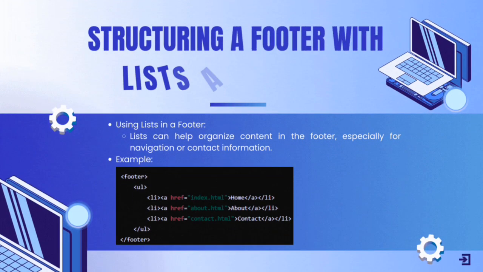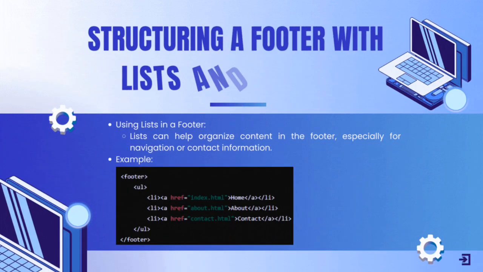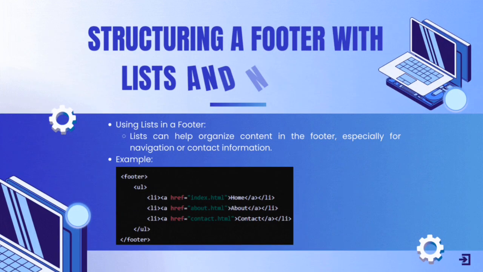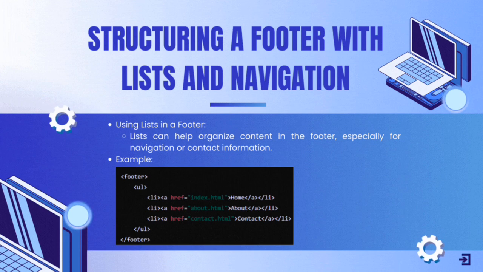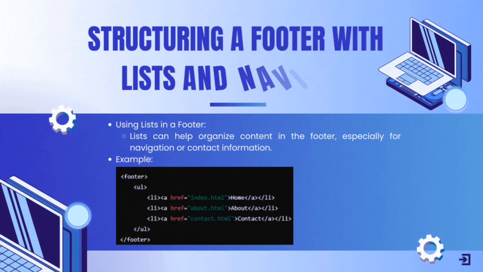Then structuring a footer with a list and navigation. Using a list in a footer. Lists can help organize content in the footer, especially for navigation or contact information. Here is the example. As you can see, first the footer content, then the unordered list tag. Then under that we have used three list tags: home, then about me section, then contact section.